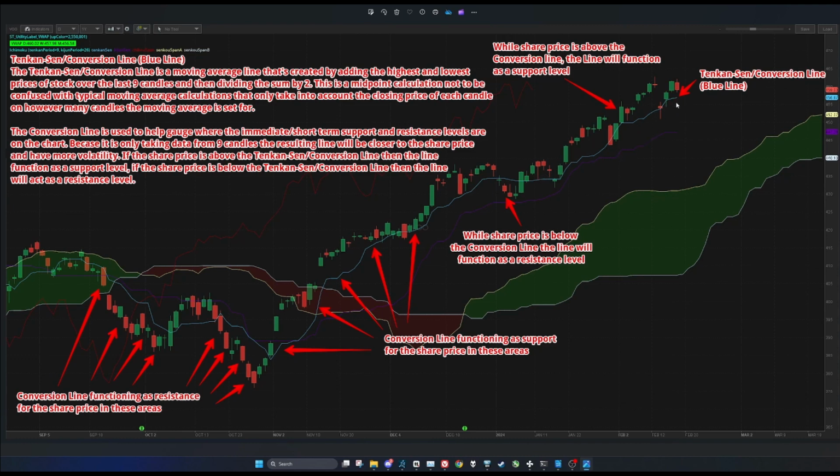So this Tenkan-sen conversion line, this blue line here, is going to be the closest line to your share price usually at all times when you're using the Ichimoku Cloud indicator. And this line will act as your short-term support or resistance.